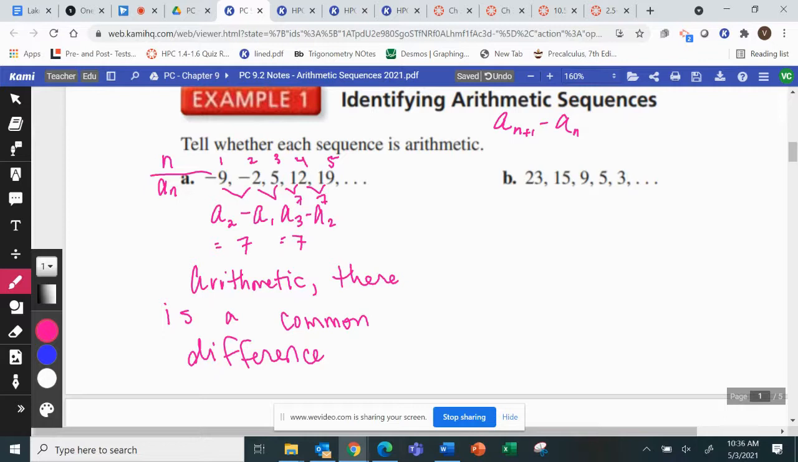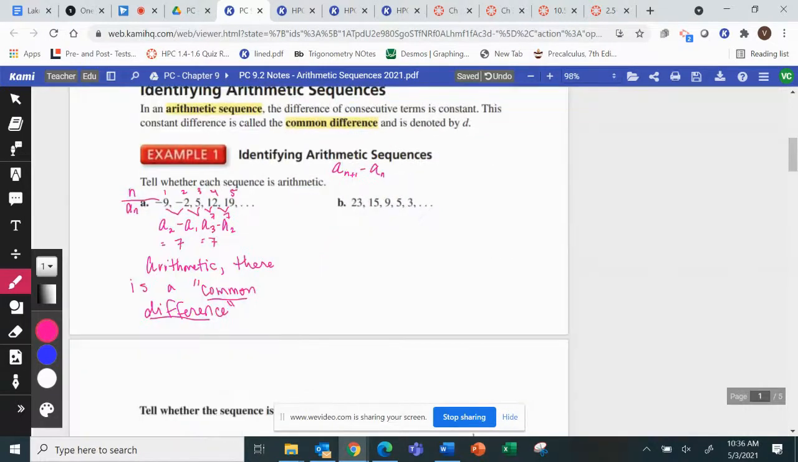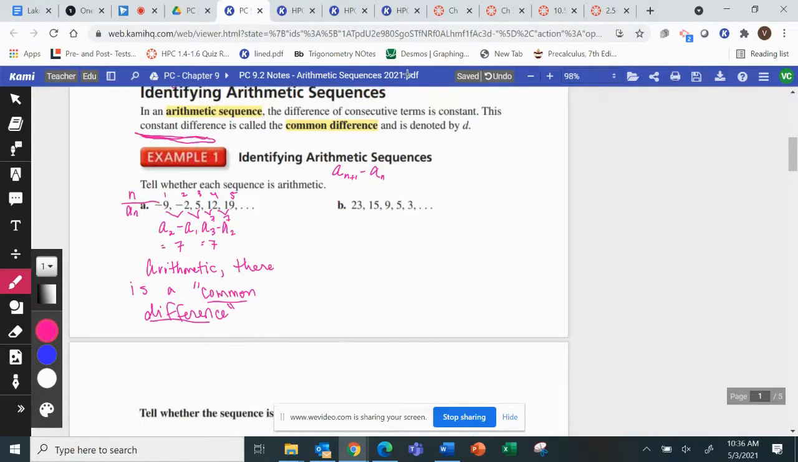Okay, but this right here, common difference, is a vocab word, so I'm going to use it. It's written right above. It says, this constant difference is called the common difference, and it is denoted by d. So there's a d value that we're going to find when you're finding that constant difference, that common difference. The d value would be that common difference or that constant difference.